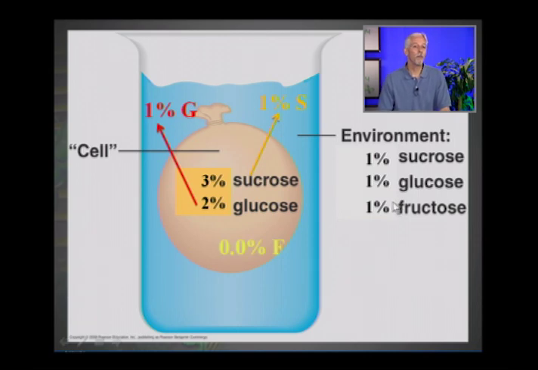If we're looking at 0% fructose in the bag, 1% fructose outside the bag, again, fructose will follow its concentration gradient, in this case into the bag. And now if we look at osmosis, 95% water inside the bag, 97% outside the bag, water will osmose into the bag. So again, we're following the same basic concepts of diffusion, follow concentration gradients.